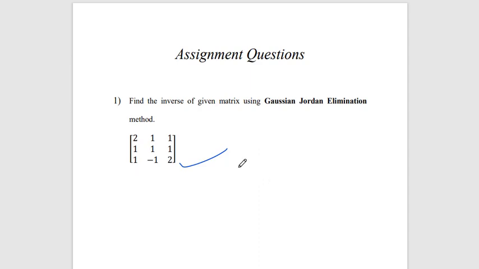In the next lecture we will solve the inverse of a matrix using the determinant method, the second method. Okay, now your lecture is completed.